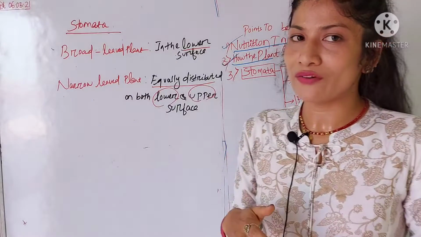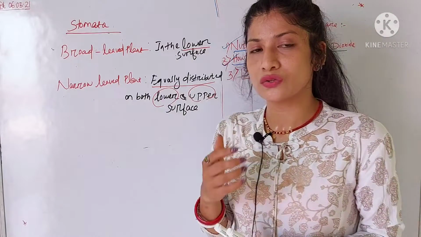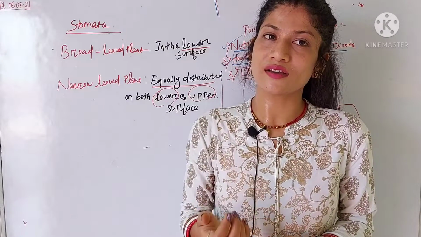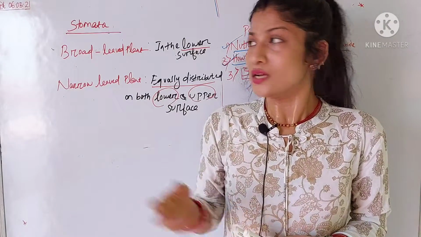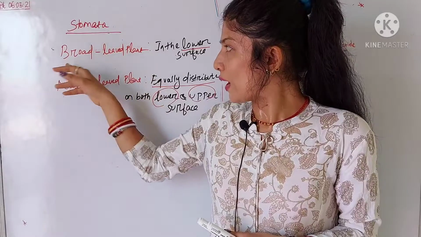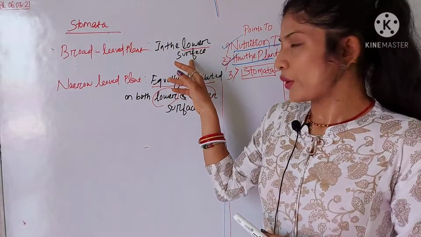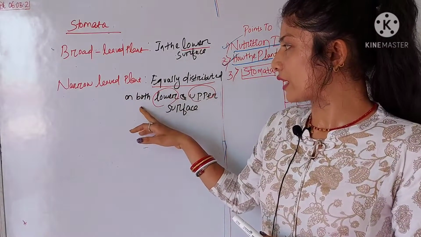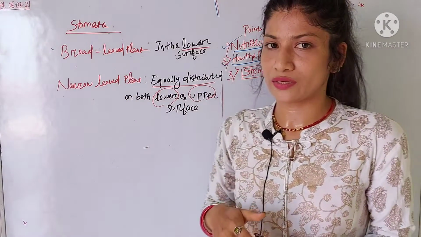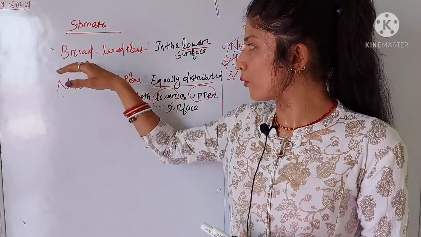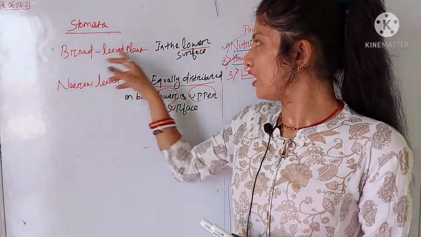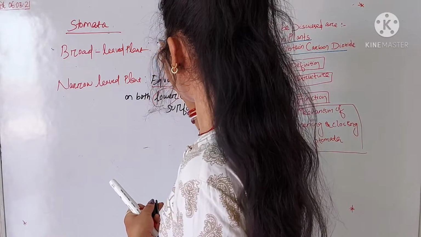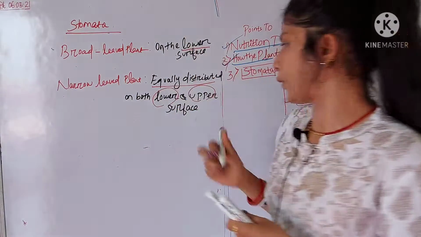So we have completed the meaning of stomata. Stomata are the small tiny pores present on the surface of the leaves. Stomata are present in the broad-leaved plant on the lower surface, and in the narrow-leaf plant equally distributed on both lower and upper surface.